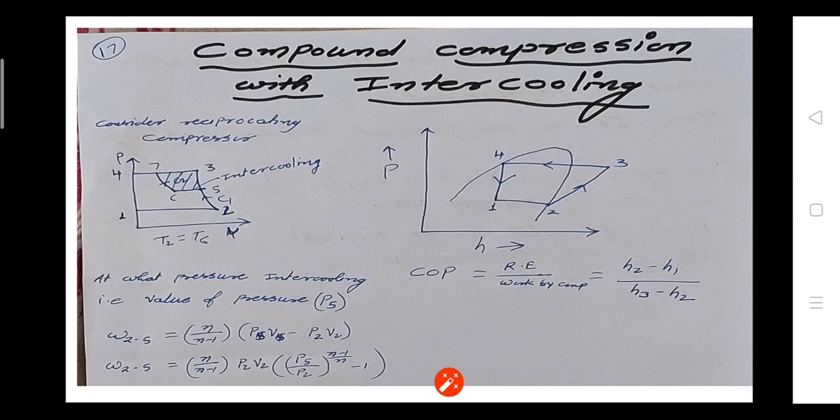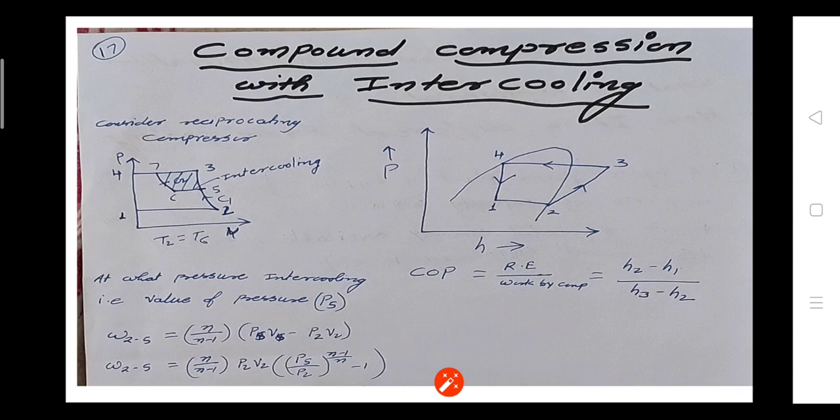Now at what pressure you have to trap the process, that is P5, and how to calculate P5, or where the connection of the two compressors is done. We will see at what pressure intercooling is done, that is the value of pressure P5, and how to find out at which pressure the intercooling is done. Now first we'll see the process 2 to 5. During this process, the amount of work required we calculate with the help of thermodynamic equations.